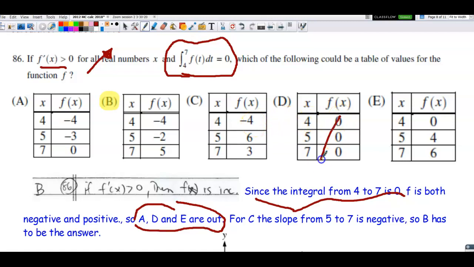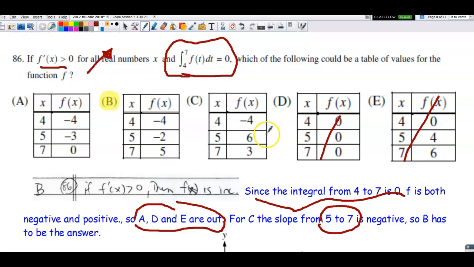D is just zeros, and E is all positives. All right, so now we're stuck between B and C. So for C, the slope from 5 to 7, if you do change in y over change in x, is negative, so B has to be the answer.